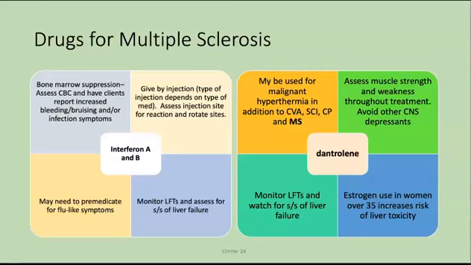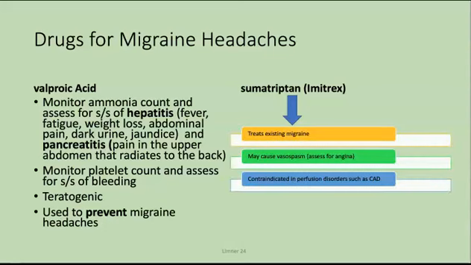Those are those things. Dantrolene, we talked about earlier. Monitoring LFTs, because especially women over 35 who are on estrogen are more prone to liver toxicity. Valproic acid, we talked about under seizures as well. This can be given for migraines. And then there's sumatriptan, or that Imitrex. I'm sure some of you have heard about that, can be given for migraine headaches.